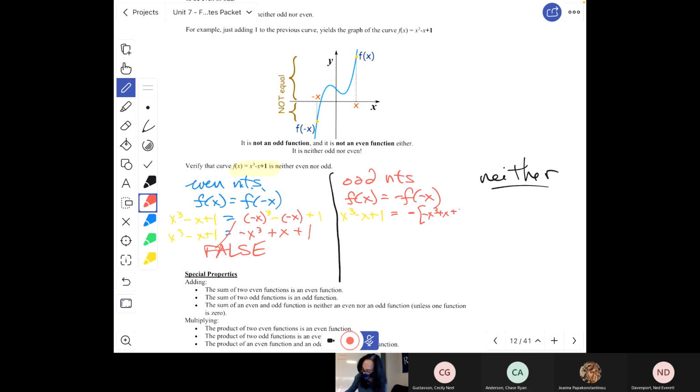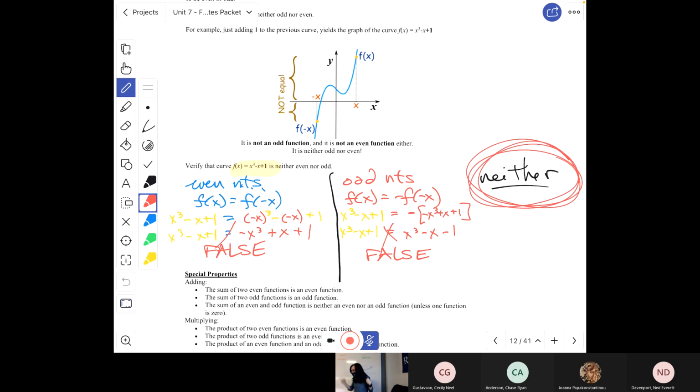Well, I've only shown so far that it's not even. But yes, you are correct. Do we all see how it's neither? So you have to go through that process. Check if it's even. If it's not even, check if it's odd. If it's not odd, it's neither.